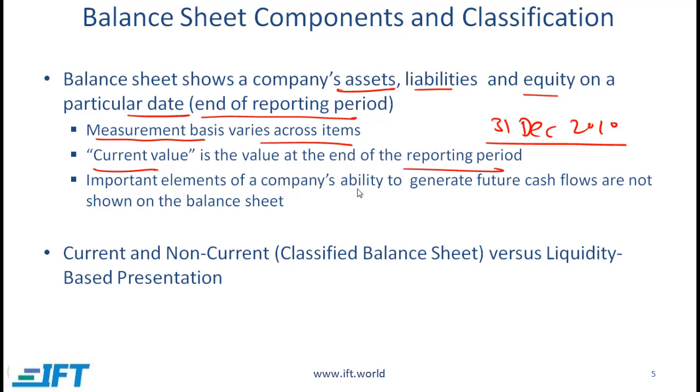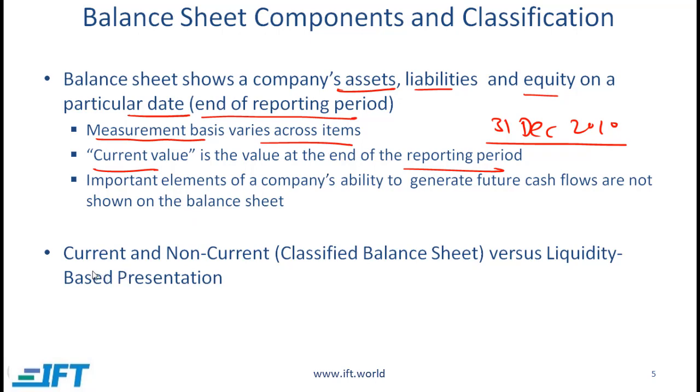Important elements of a company's ability to generate future cash flows are not shown on the balance sheet. If you take a services company such as McKinsey, obviously their ability to generate cash flows comes primarily from the human capital of the company, and elements such as human capital are not shown on the balance sheet.